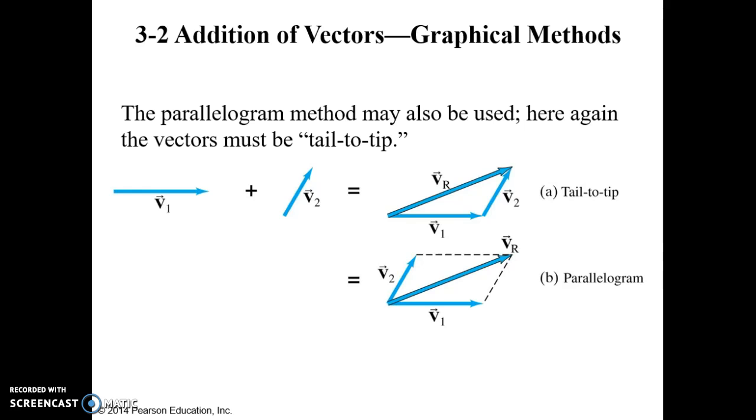Another visual demonstration is the parallelogram method, as seen in figure B. With a parallelogram, you can pretend that there are 2 ropes tied to a rock and pulled in the direction of V1 and V2. As a result, the rock will move along the resultant vector VR.